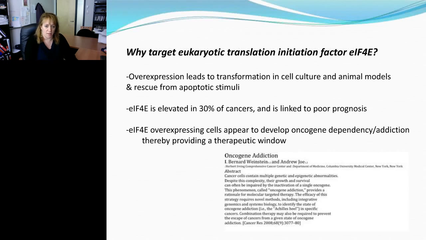So let me tell you a little bit about the eukaryotic translation initiation factor 4E, which I'm just going to nickname 4E here. EIF4E overexpression leads to transformation in cell culture and in animal models, and also rescues cells from apoptotic stimuli. 4E is elevated in 30% of human cancers, and its overexpression in cells can cause, as I said, tumors. Also, 4E-overexpressing cells appear to develop an oncogene addiction to EIF4E, providing a therapeutic window for potentially targeting this protein, as you'll see later on in this talk.